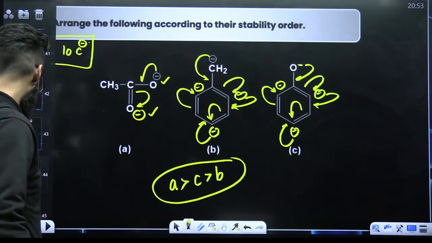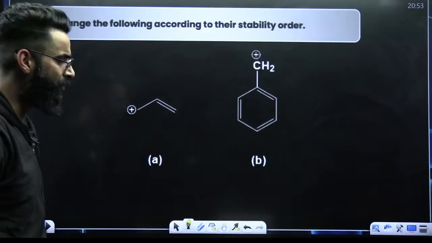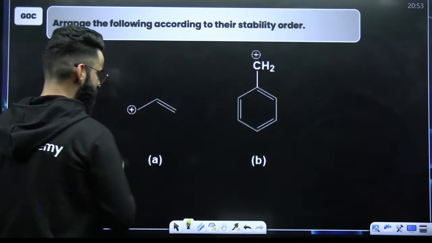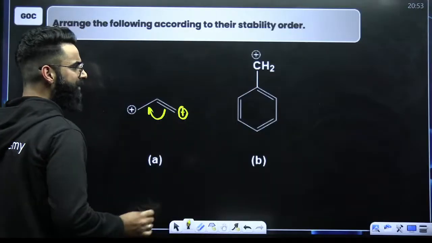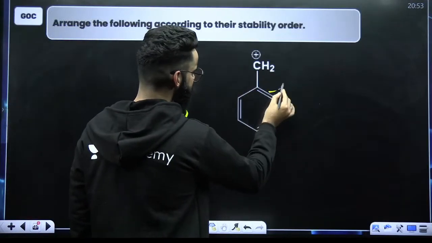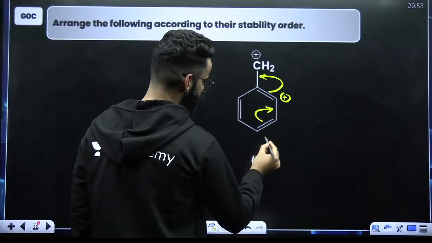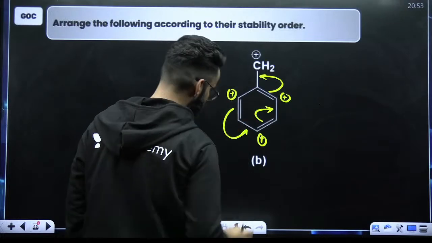Correct? Let me move on, guys. Among these two, which one is more stable? See, you have got the positive charge on this carbon. Now this pi bond can shift here. The positive charge can come here, right? Over here, this pi bond can shift here, and this carbon gets positive. This pi bond can shift here, this carbon gets positive. This pi bond can shift here. This carbon gets positive. Perfect.